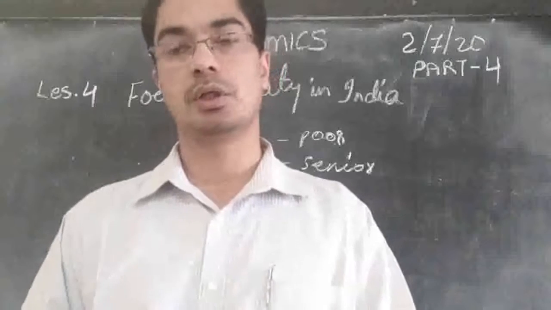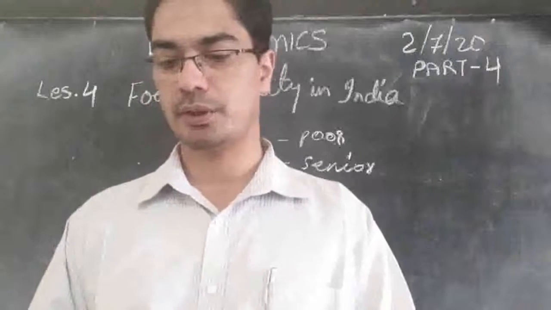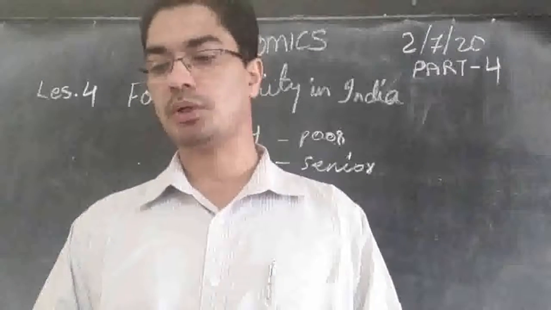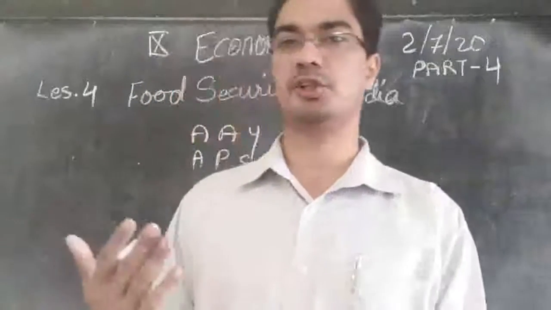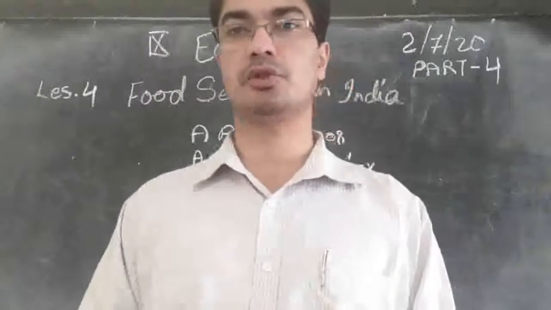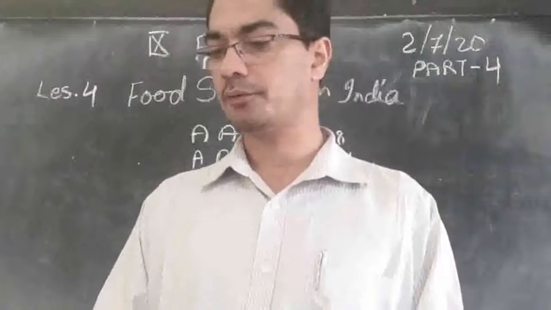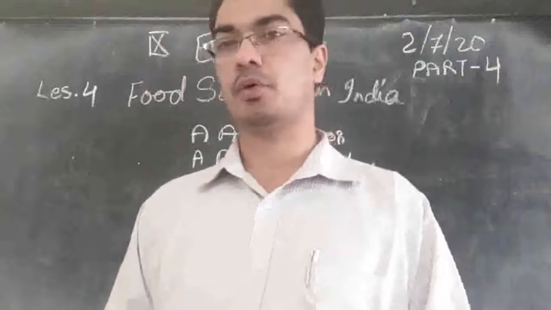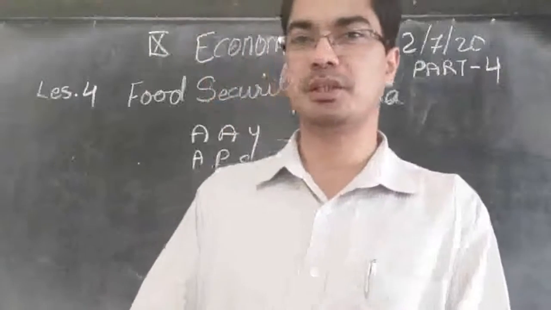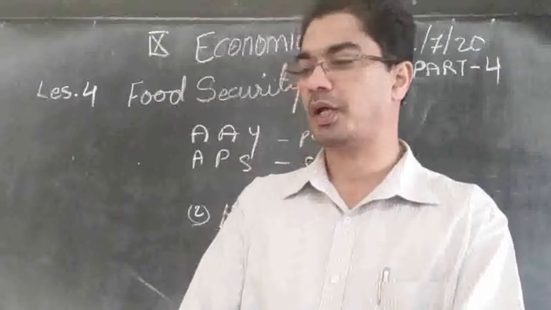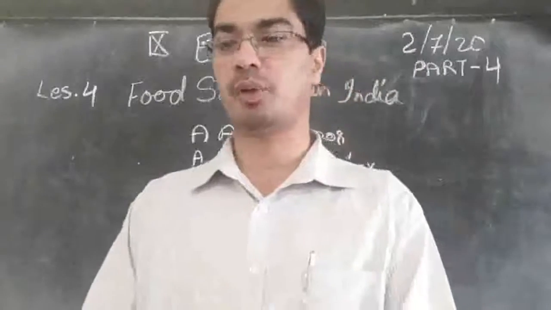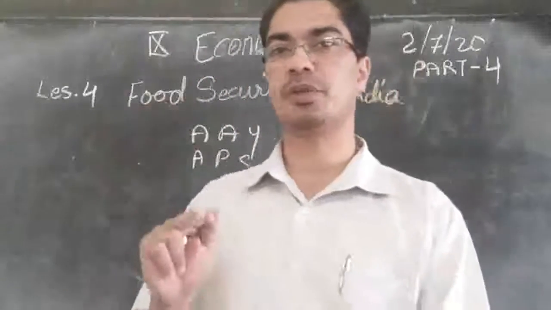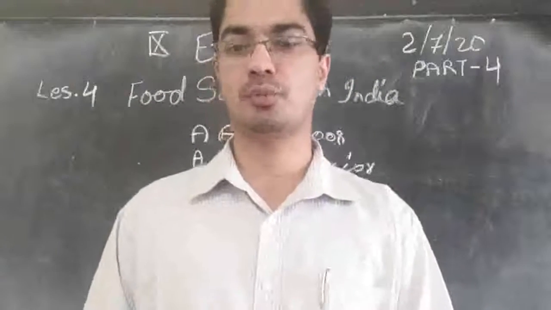So PDS was introduced after independence, and it was going up to 1992. Then it was universal, it was meant for all, rich people, poor people, everybody was able to go to the ration shop and buy things. The price that they had to pay was, for wheat 2 rupees and 34 paise, and for rice 2 rupees and 89 paise. So that was the issue price. Market price will be much higher, but government is giving for a lower price to the poor people.